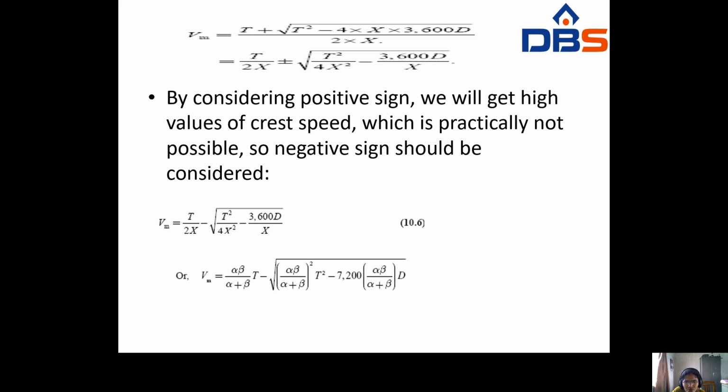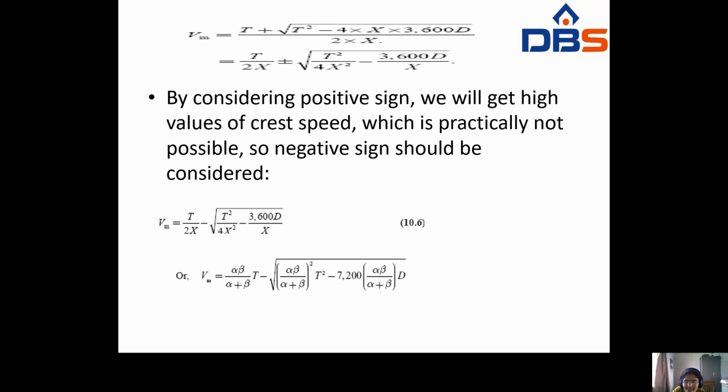Always you have to see here: by considering the positive sign you will get high values of crest speed, which is practically not possible. So here you get two root values, a plus value and a minus value. If we consider the positive sign, you will get a high value of crest speed, but it is not practically possible. So that's why you always select the negative sign value. Then Vm equals t by 2x minus the square root of t square by 4x square minus 3600 d by x. This is the Vm value.